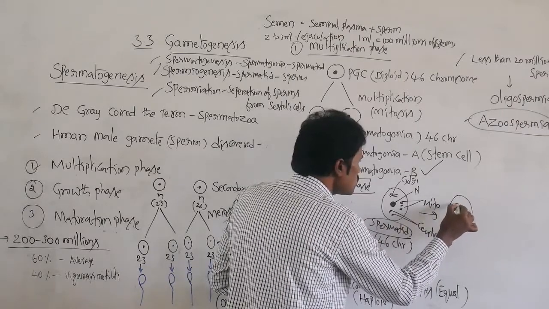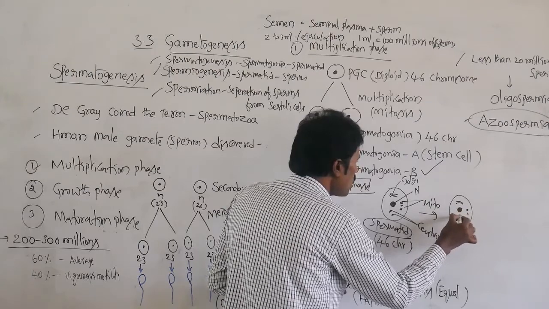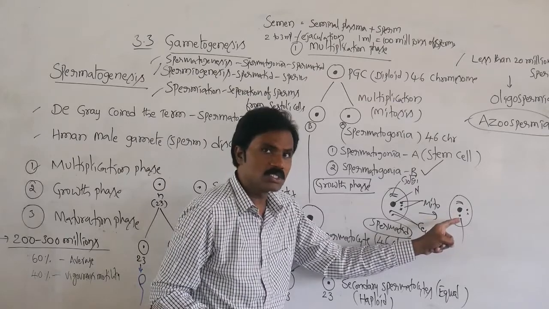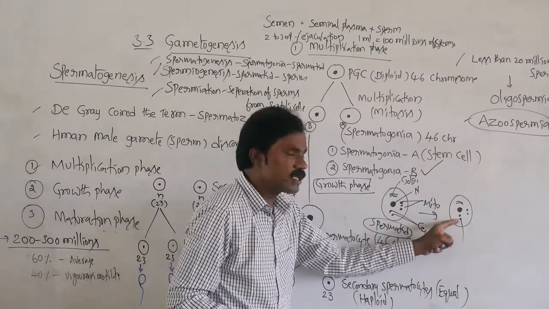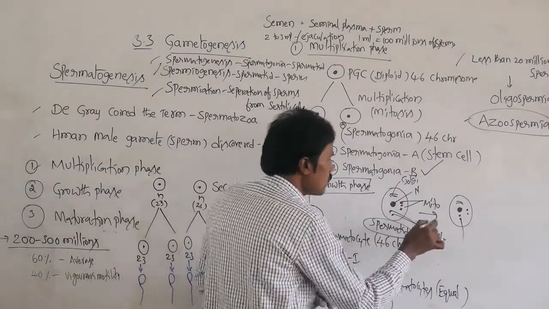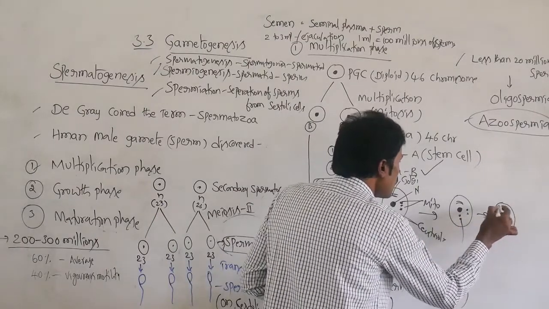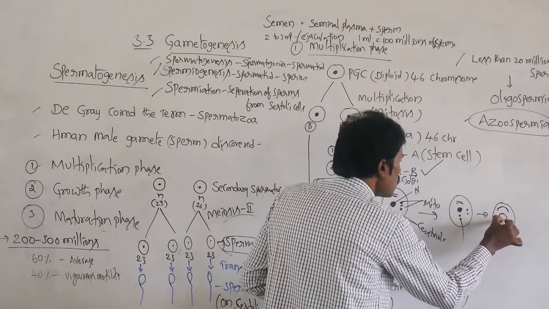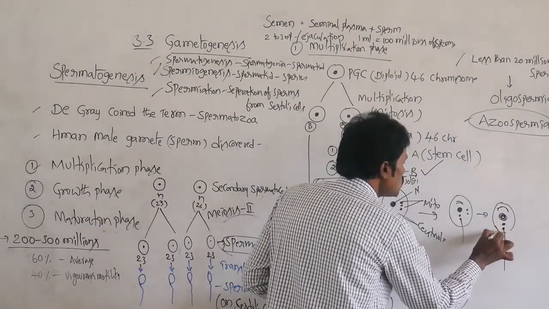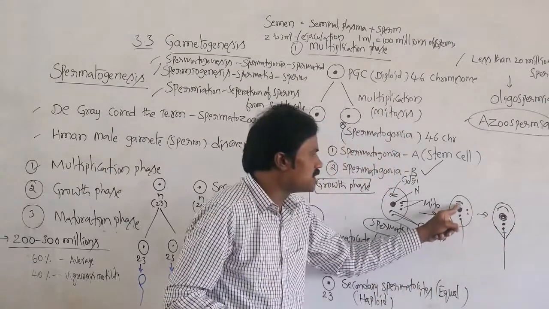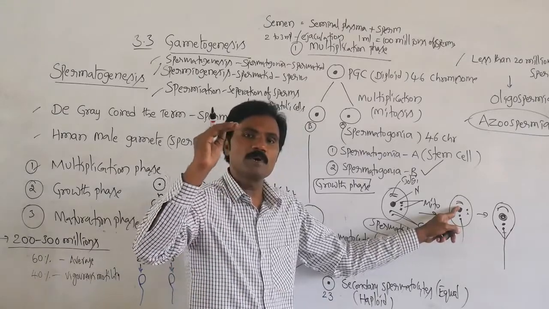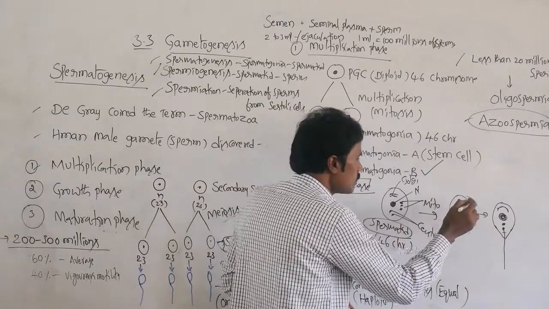This is the nucleus, Golgi apparatus, mitochondria, and the centrioles, the proximal centriole and the distal centriole. The distal centriole continues as the axoneme. Then it continues, a little bit enlarged. The Golgi apparatus modifies and continues to form the superior part of the head, that is the acrosome.